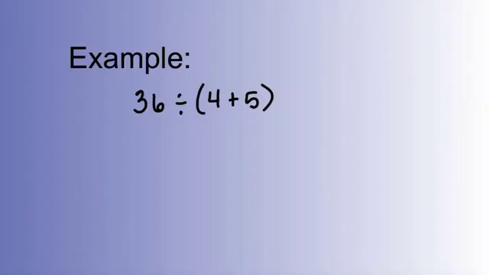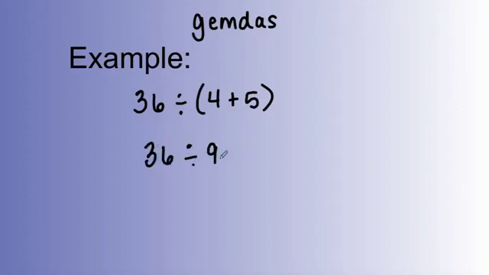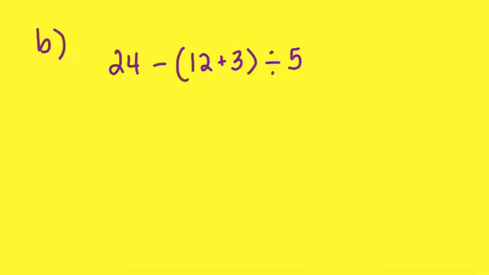All right, so here's an example. So we're going to start really easy. All right, so we think about our GEMDAS. So GEMDAS means that we have to do all our grouping symbols first. So 4 plus 5 is in parentheses, which is a grouping symbol. So we're going to simplify that first. So then we get 36 divided by 9, which is 4. All right, a little bit harder.